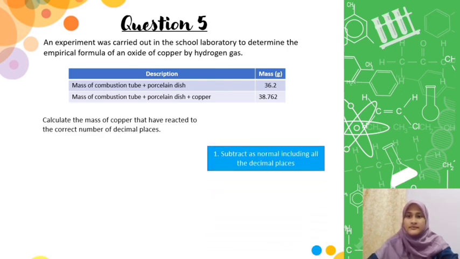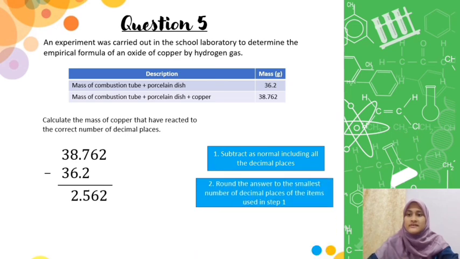First step is subtract as normal, including all the decimal places. So, to find the mass of copper, we can use the data from the mass of combustion tube plus porcelain dish plus copper, which is 38.762 gram, minus the mass of combustion tube plus porcelain dish, 36.2 gram, and we get the answer 2.562 gram. This answer cannot be the final answer, so we must continue with step 2, which is round the answer to the smallest number of decimal places of the items used in step 1.